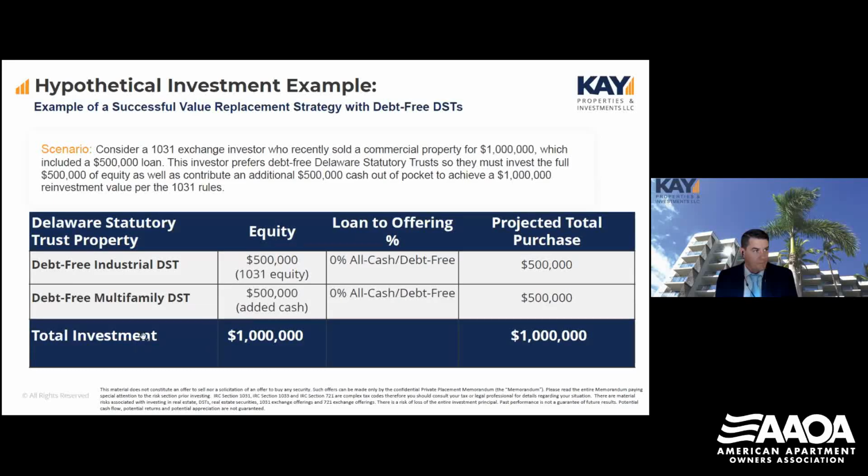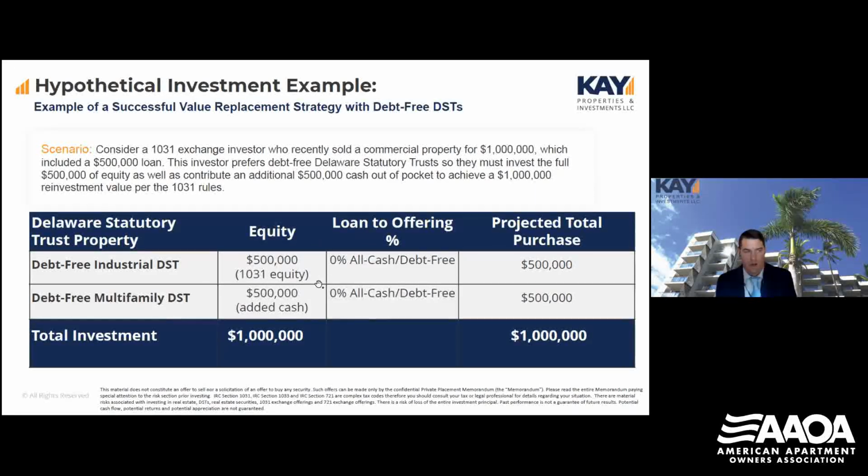All right, so let's look at another scenario here. Consider a 1031 exchange investor who recently sold a commercial property for $1 million, which included a $500,000 loan. The investor prefers debt-free Delaware Statutory Trust, so they must invest the full $500,000 of equity, as well as contribute an additional $500,000 of cash to achieve a $1 million reinvestment value per the 1031 exchange rules.